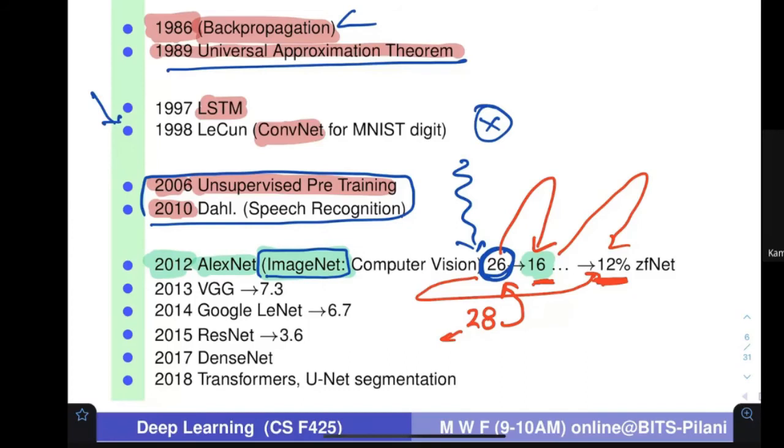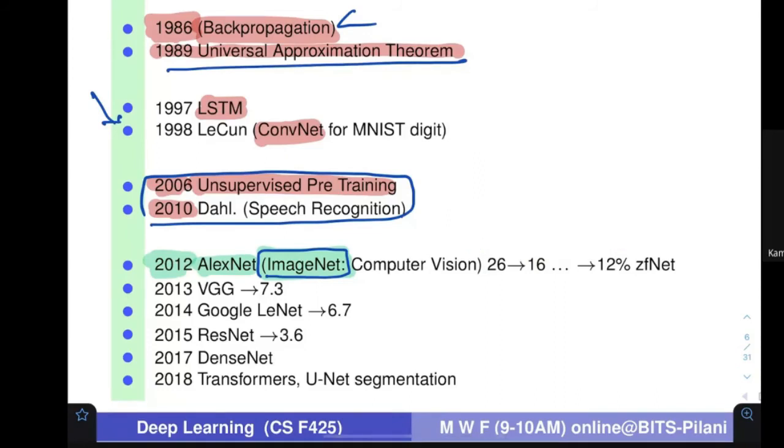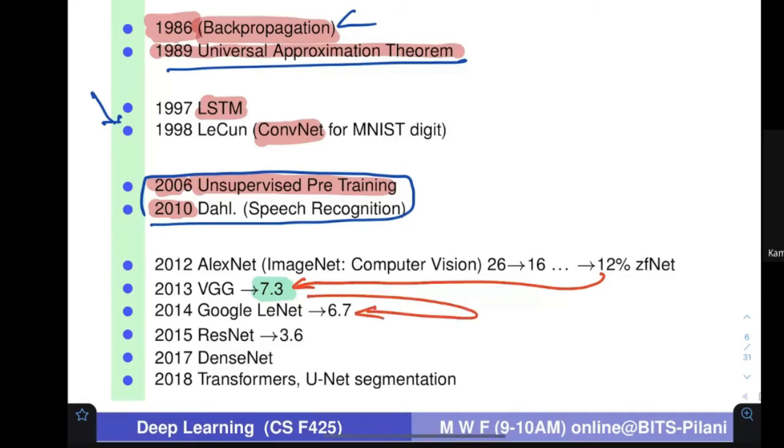Again, neural networks started working, and big companies then started coming into this particular area. VGG was proposed next year, and it further reduced the error to 7.3%. From the 12%, the error was reduced to 7.3%. Next year, Google's GoogLeNet came with 6.7%. Next year, Microsoft's ResNet came, which reduced the error to 3.6%.